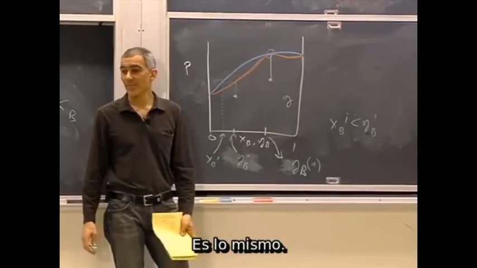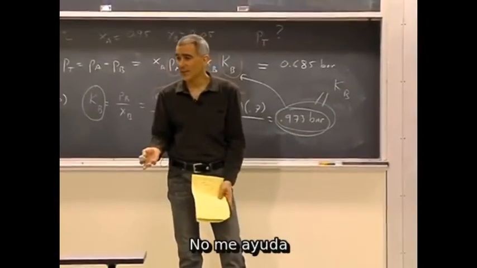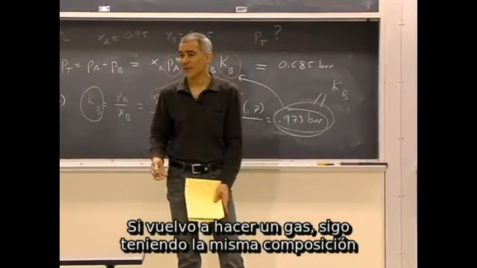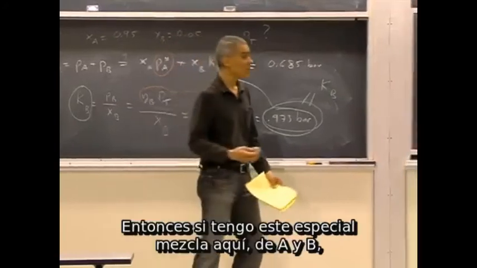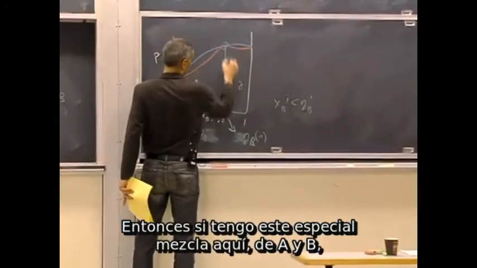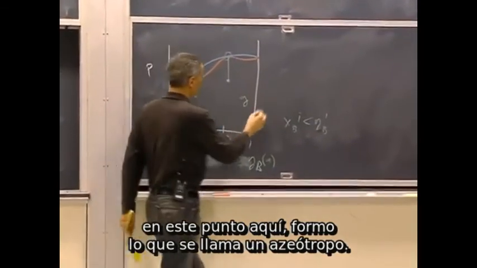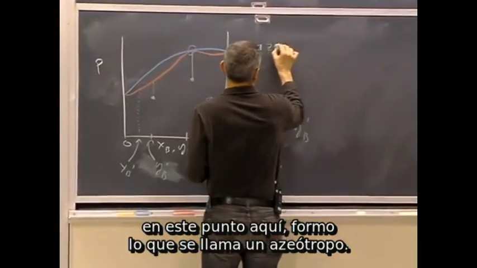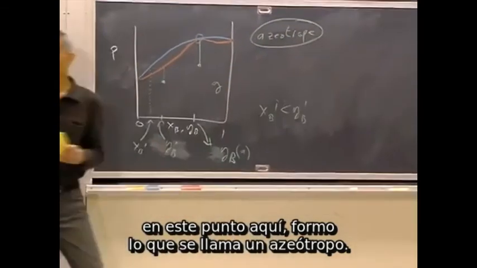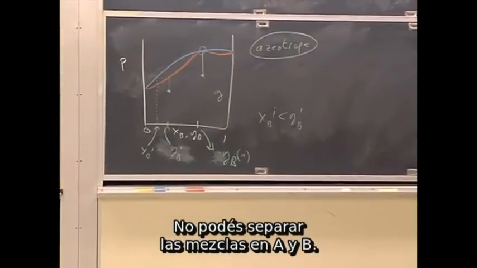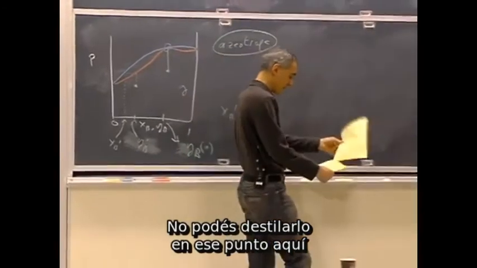It's the same, right? So I'm making liquid. I got the same composition. Doesn't help me. If I make a gas again out of it, I still have the same composition. I can't distill. I can't purify. So if I have this special mixture here of A and B, at this point here, I form what's called an azeotrope. And then you can't separate it out. You can't separate out the mixtures into A and B. You can't distill it at that point here.